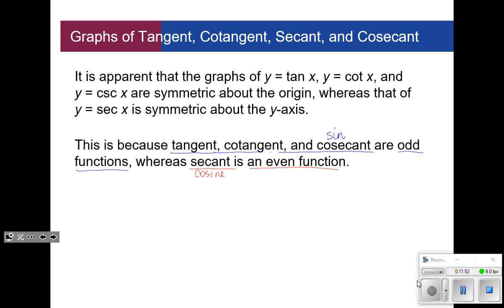Tangent and sine are odd functions. So cosecant would be an odd function as well. And since tangent's odd, that means cotangent would be odd as well. It's reciprocal. So for even or odd, reciprocal functions of even or odd functions stay the same, okay?